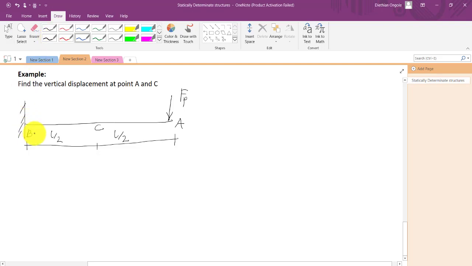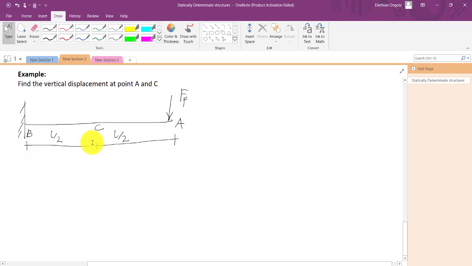Okay, our first example says that I find the vertical displacement at point A and point C. So we've been given a structure that is made up of a cantilever beam, and point A is at the extreme end, and point C is at the middle. So what do we do? We are going to be following the 3 steps that we said we take in calculation.